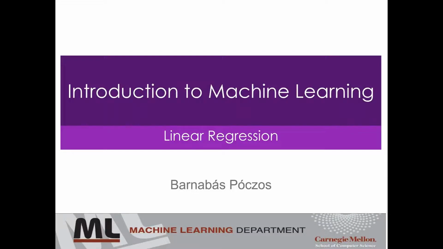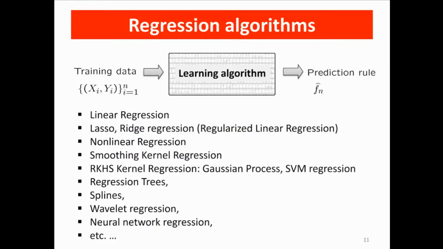Today we are going to discuss one of the simplest possible machine learning algorithms, the linear regression. We know that the optimal prediction function when we use the mean squared error risk would be the conditional expectation of y given x. The difficulty is that in practice we don't know the true distribution of x and y. We only have a training data available.